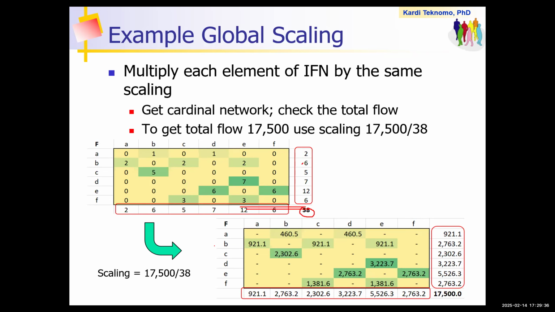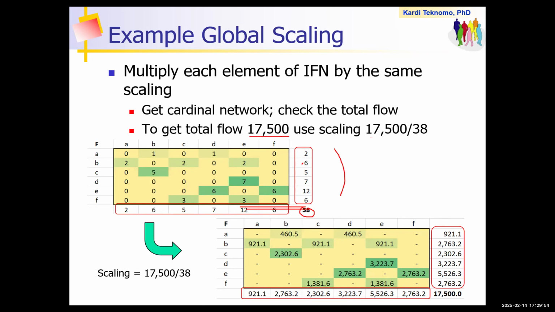So then, this is theory. In reality, the total flow is given already, which is 17,500. That's the demand. So how can I get the actual flow? In that case, you just divide.